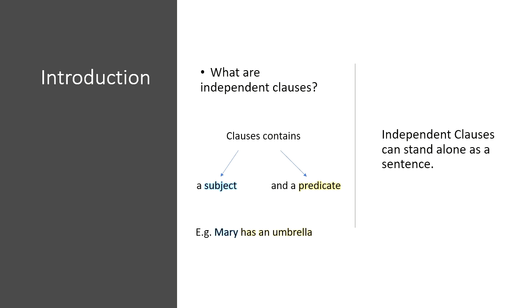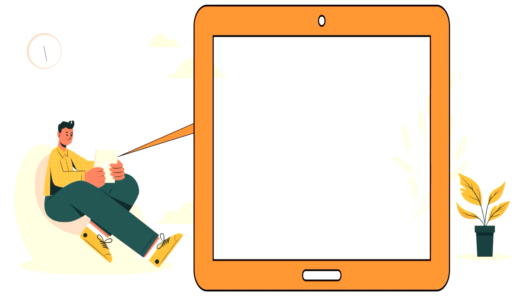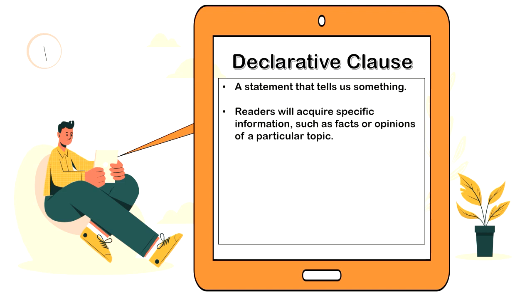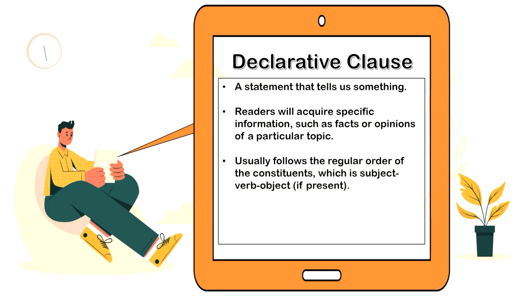Now, let us take a look at the 4 structural types of independent clauses. First of all, let us look at declarative clause. A declarative clause is a statement that tells us something. Readers will acquire specific information such as facts or opinions of a particular topic. A declarative clause usually follows the regular order of constituents, which is subject, verb, and object if it's present. There is always a full stop at the end of the clause.